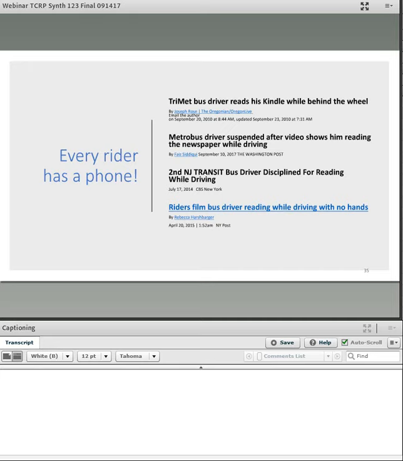Just recently, last week, a Metro bus driver was suspended after video showed him reading the newspaper while driving. In New Jersey, a second New Jersey Transit bus driver was disciplined for reading while driving. Another was a Ryder's film bus driver reading while driving with no hands. Nobody wants the bus operator to be unsafe, but even if the camera is not on the bus operator, people have to remember that every rider has a phone and is videotaping everything nowadays.